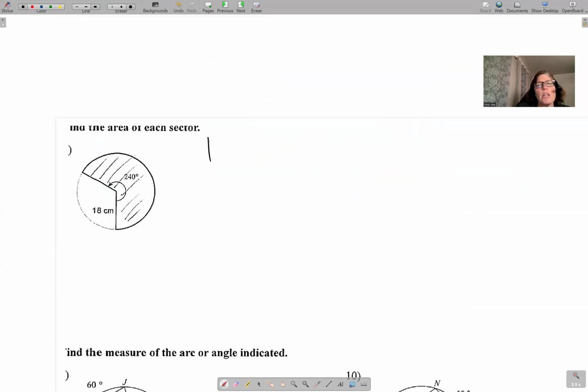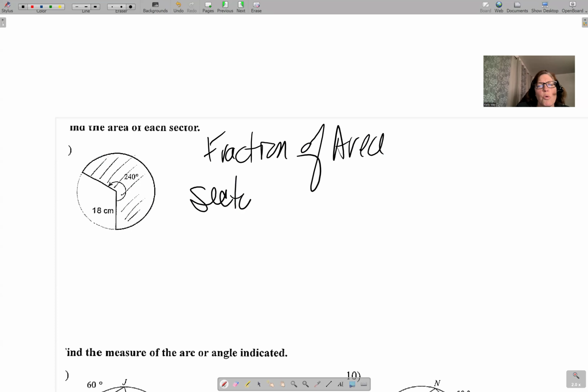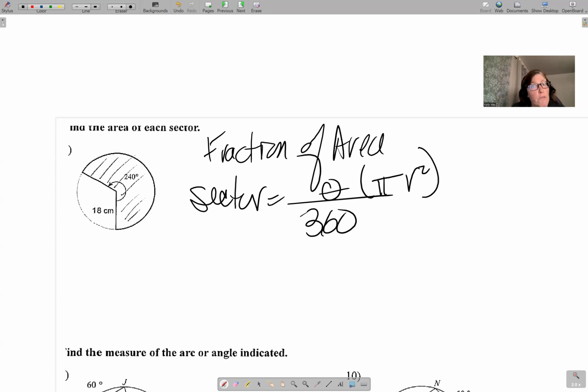Sector area is a fraction of the area. So a sector is theta over 360 times pi r squared, because it's a fraction of the area.